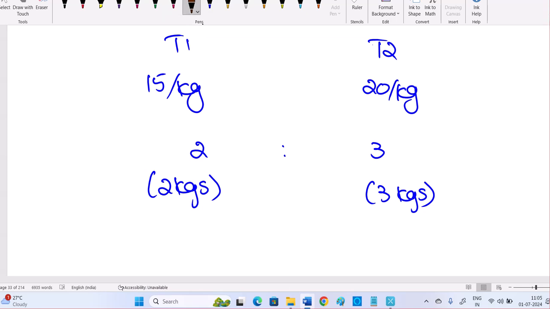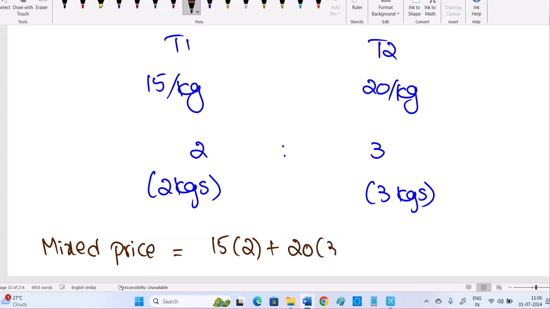Now, what is the mixed price or mean price? We can call it mixed price or mean price also. Mixed price is actually 15 per kg, I taken 2 kgs, means 15 into 2, 30. 20 per kg, I taken 3 kgs from that, 20 into 3, 60. I have to divide by 2 plus 3 because they're asking per kg.